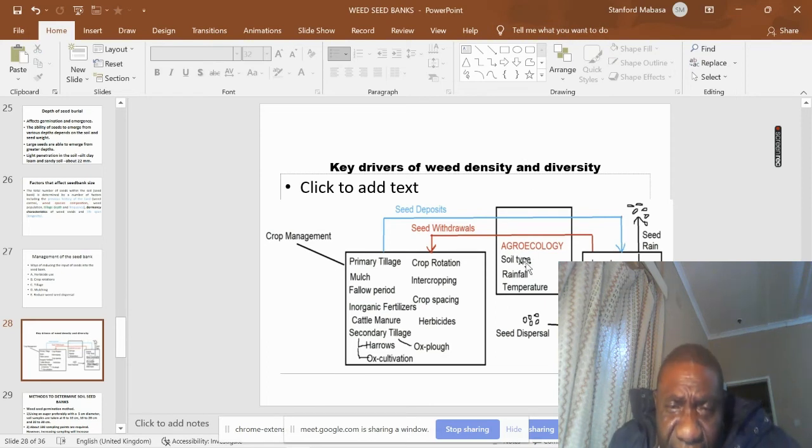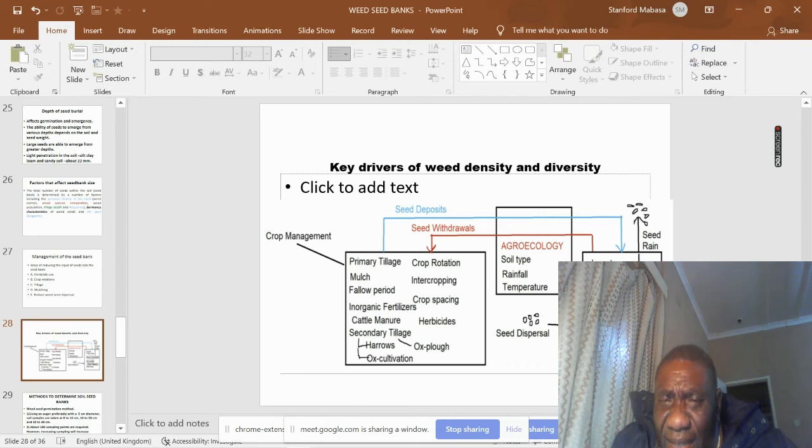The other issue is that as these processes are taking place, they interact with the agroecology. Soil type, rainfall, and the temperature may interact with these processes and affect the seed withdrawals, the red root, or the seed deposit, the blue root. Then we can also have seed dispersal influencing this seed bank.